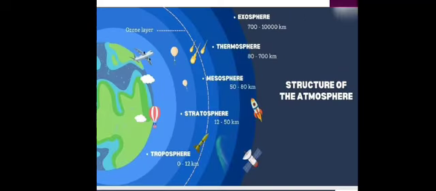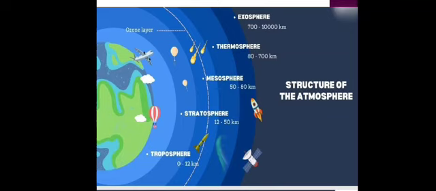Now the different layers of the atmosphere. The atmosphere is divided into five layers based on composition, temperature and other properties. These layers are troposphere, stratosphere, mesosphere, thermosphere, and exosphere. The troposphere is the closest to the earth's surface. It contains half of the earth's atmosphere. Weather occurs in this layer.